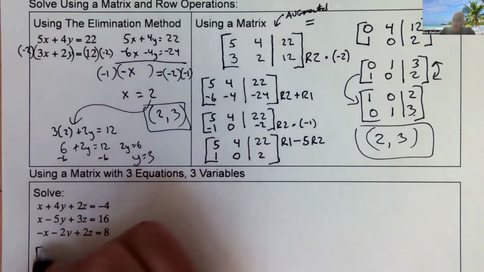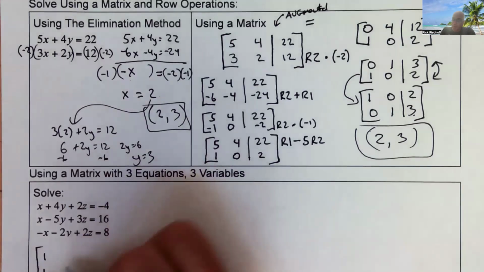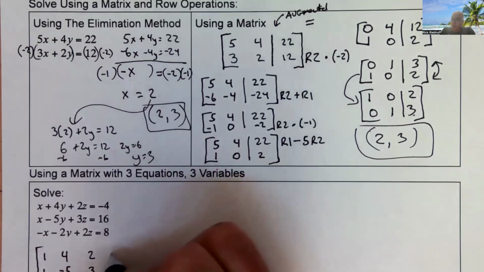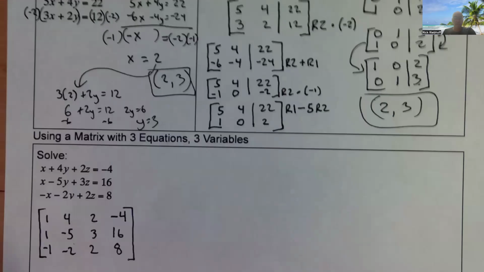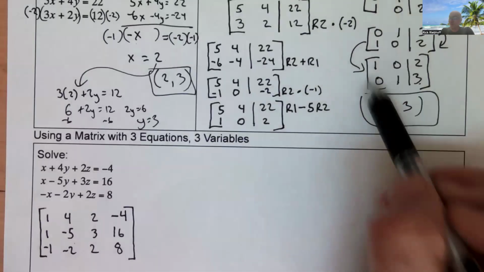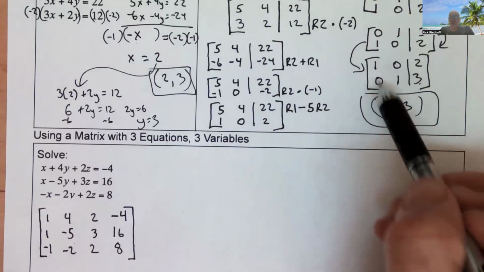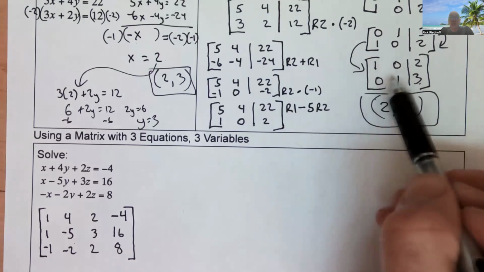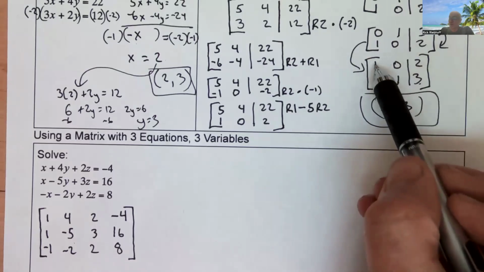Let's see. So my X column will be 1, 1, -1. My Y column will be 4, -5, -2. My Z column will be 2 and 3 and 2. And my constant column will be -4, 16, and 8. Cool. All right. So you can see up here the final, like when I'm done, I have ones and zeros, right? I have 1 in this column and a 0.